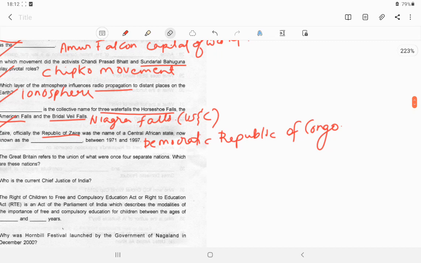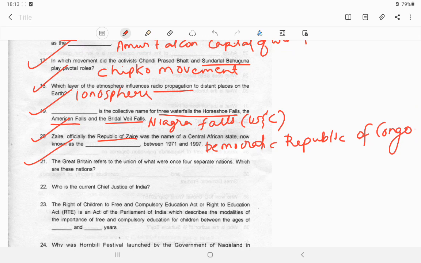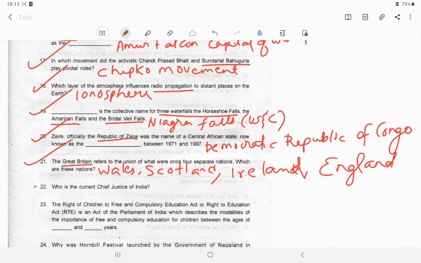Next, Great Britain refers to the union of four separate nations: Wales, Scotland, Ireland, and the last one, England. So these four countries make up the United Kingdom or Great Britain.